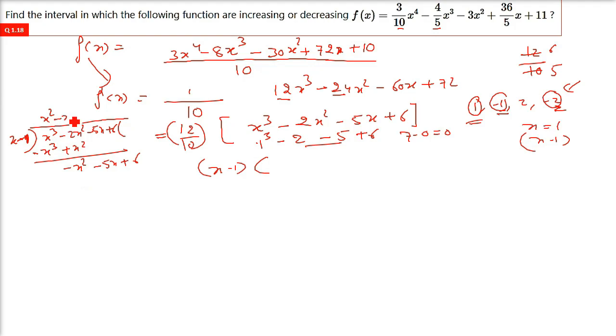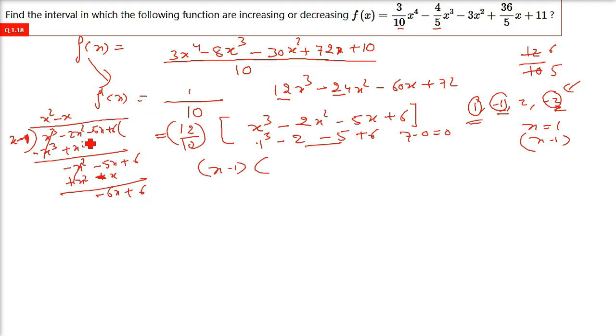You need minus x square, so you have to multiply x with negative x. You get negative x square plus x. Now again change the sign because you're subtracting. This gets cancelled, and minus 5x and negative x will be negative 6x. So negative 6x plus 6. This you already know. I'm just doing it for the sake of completion.